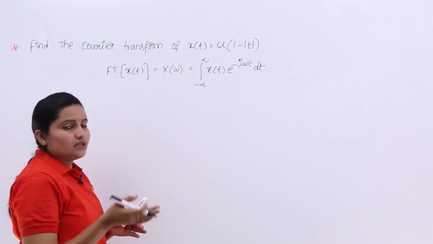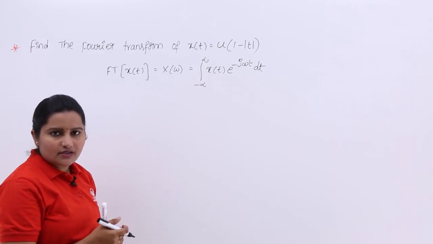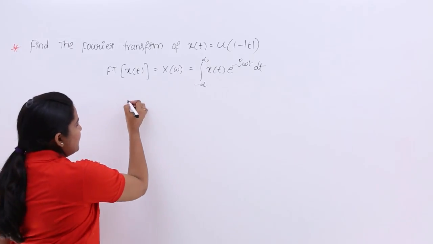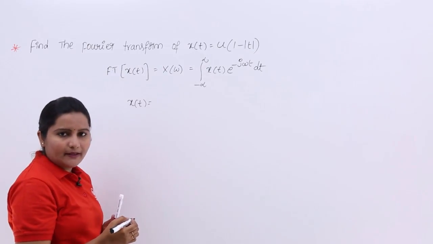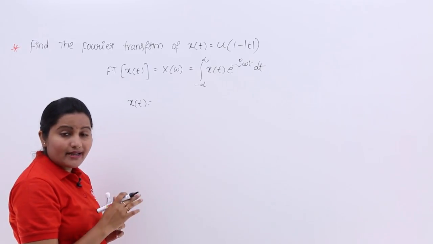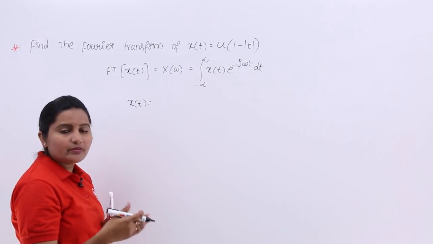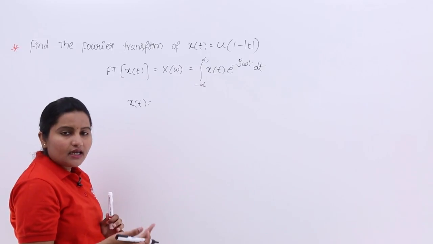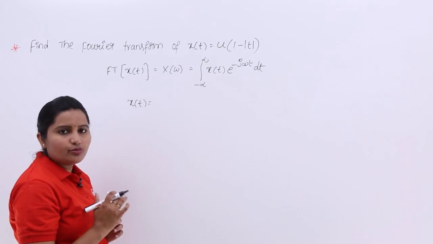Now, before applying the given value into this Fourier transform equation, I want to examine the given signal. x of t is equal to u of 1 minus modulus of t. What is meant by modulus? Modulus refers to plus or minus. If t is greater than 0, then modulus of t is equal to plus t. If t is less than 0, then modulus of t is equal to minus t.